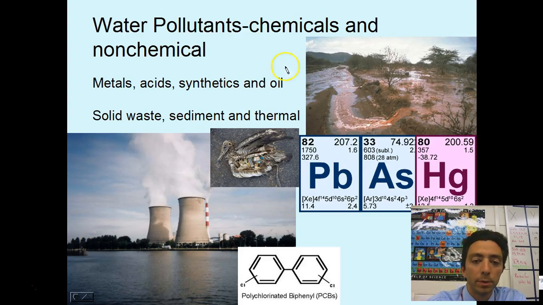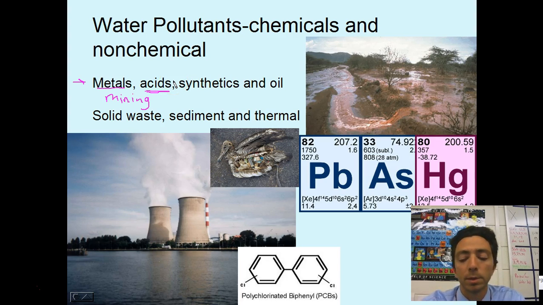Other types of water pollutants are some chemicals and some non-chemicals. First I'm going to hit on the chemicals. We can have things like metals and acids. These are typically going to be a result of mining. The water that's used in the mining process will usually pick up some of these metals and acids, and it can lead to pollution downstream. I've got a slide for that coming up here.